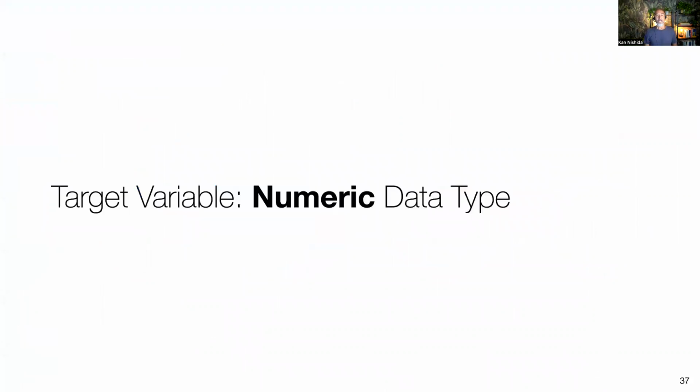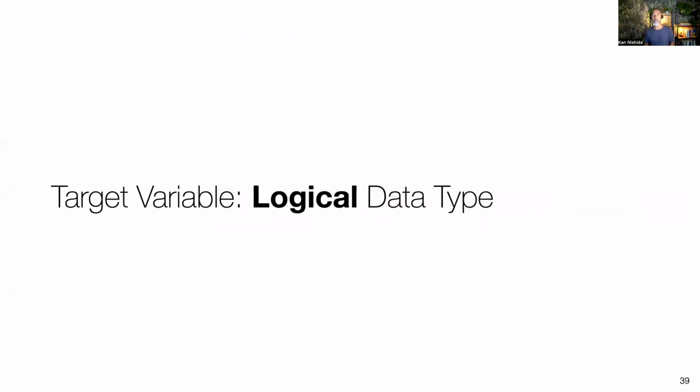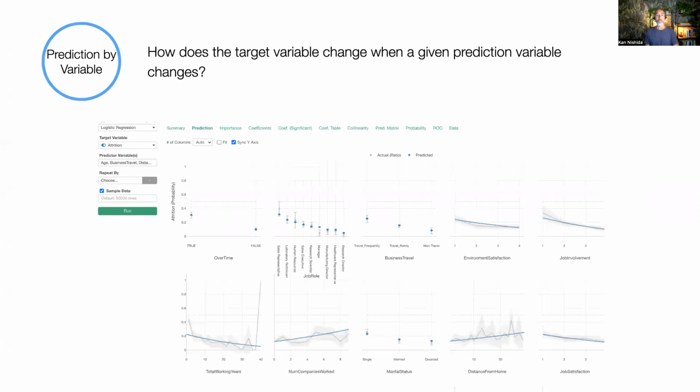Okay. In this case, we are looking at a numerical data type as the target variable. But what happens if the target variable is logical, like converted or not? Well, in that case, it's basically the same way. You're going to get this prediction tab and see similar information, except the y-axis. The y-axis we have been seeing is monthly income, right? So it's like $10,000, $12,000, and so on.